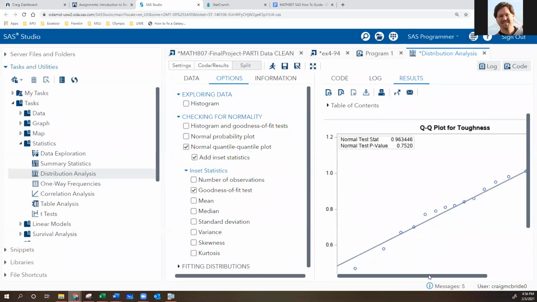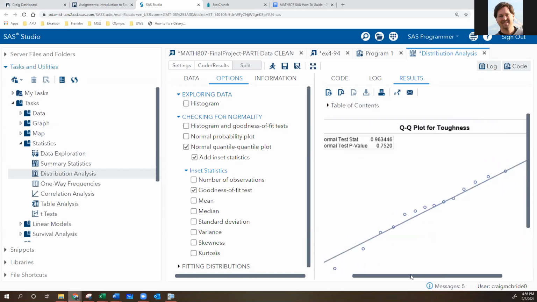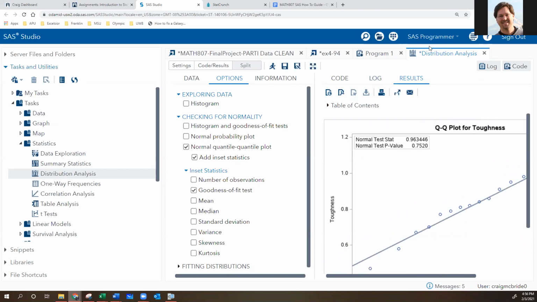There's my QQ plot, right? Obviously, if I zoom out, I'll get it all in one screen so I can copy and paste it. And then up here, your normal test statistic, that's your correlation, and this is your p-value.